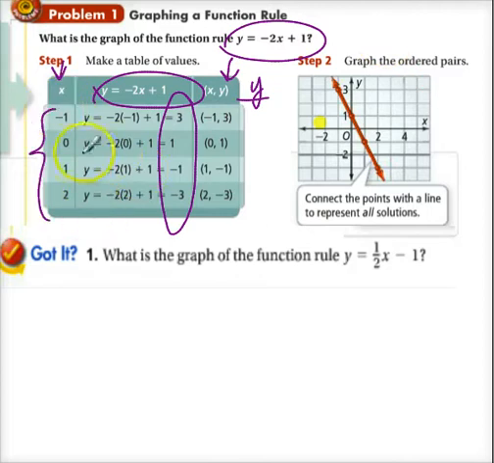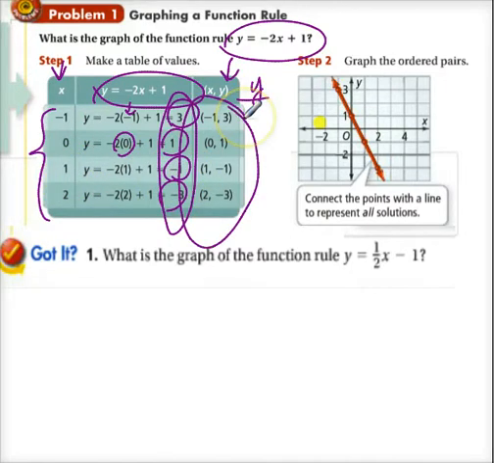Okay, so they picked these points. These are chosen by you. You plug them into the function and you get your output. Plug your next one in and you get your output. Next one, output, next one, output. So now I have my points, my x and my y values. I take it right over to my graph, -1, -1, +3, there it is. Plot all my points. Connect the points with a line so that you can represent all the solutions, because there could be solutions in between those points you graphed. Okay, so it's pretty simple.